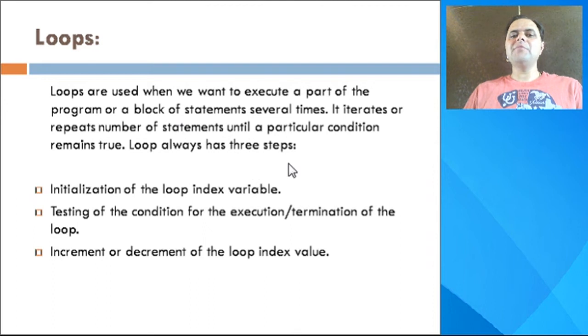Every loop has three steps: initialization of the loop index value, testing of the condition for execution or termination of the loop, and increment or decrement of the loop index value. First, we have to initialize the variable, then we have to test the condition, whether it is true or false. If the condition is true, then only the loop will be executed, and if the condition is false, the loop will not be executed. And then increment or decrement of the index. We have to increase or decrease the index value we initialized.